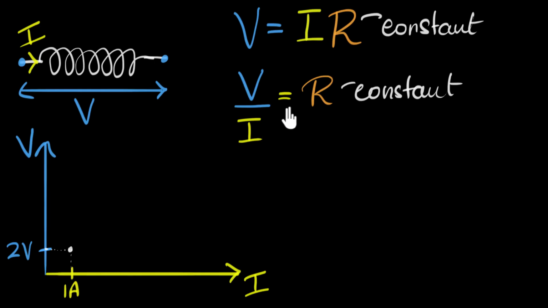Now, if Ohm's law is valid, then if I double the voltage, let's say I make it 4 volts, then the current must get doubled, so 2 amperes. So another point must lie somewhere here. And similarly, if I triple the voltage, so I make it 6 volts, then the current must also get tripled, 3 amps. And so that point would lie somewhere over here.